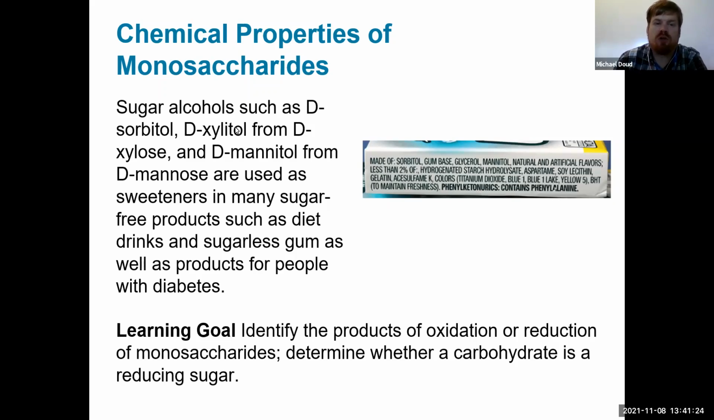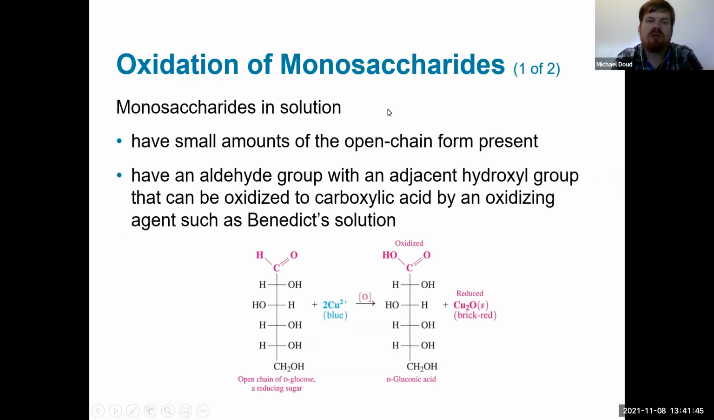So for example, sorbitol, xylitol, and mannitol are all examples of sweeteners that you might see on a sugar-free gum, for example, which is what this is here. These sugar-free products have a sweet taste, yet we can't process them like normal carbohydrates. And we'll talk about how those are prepared now.